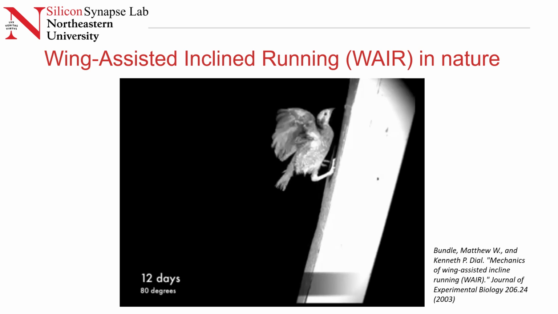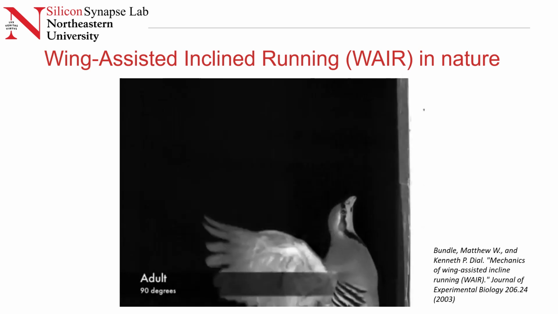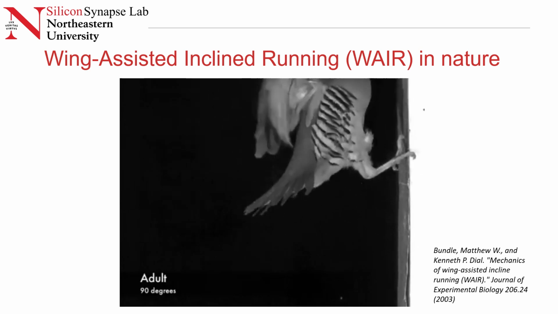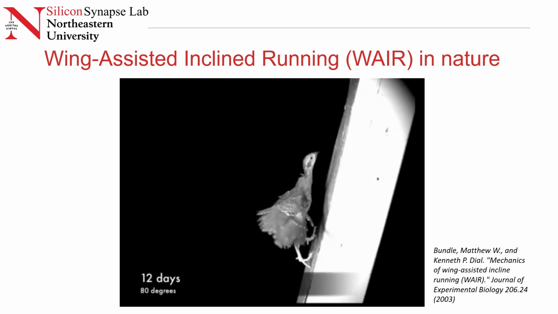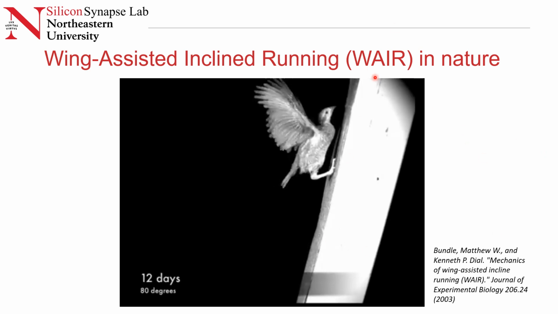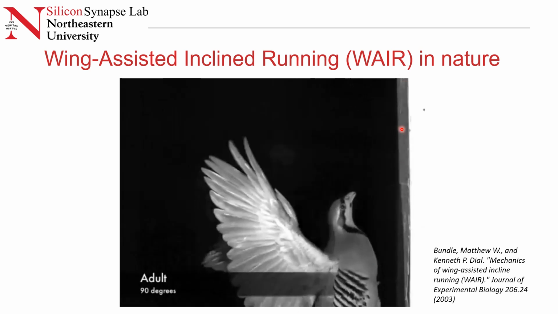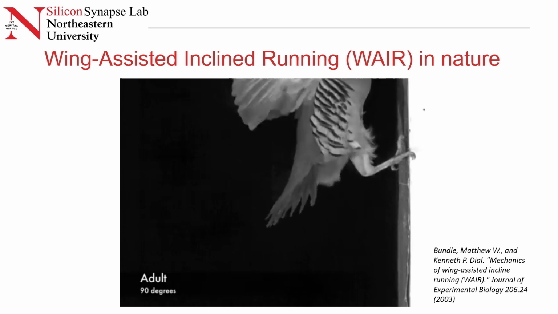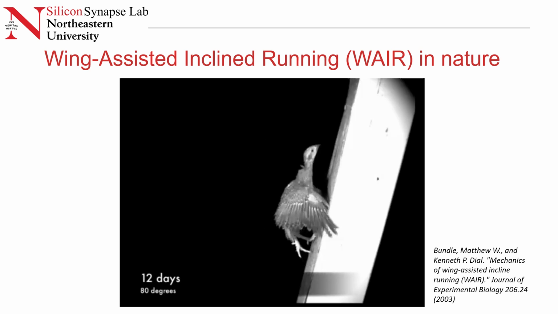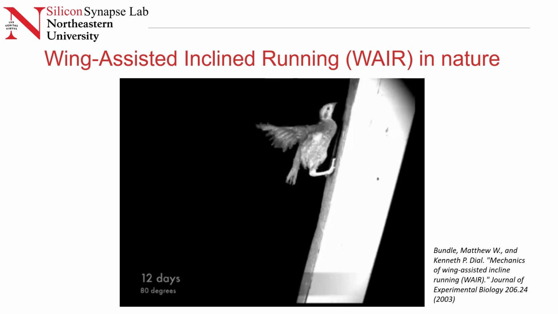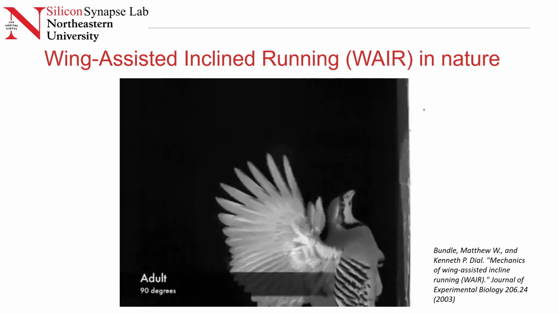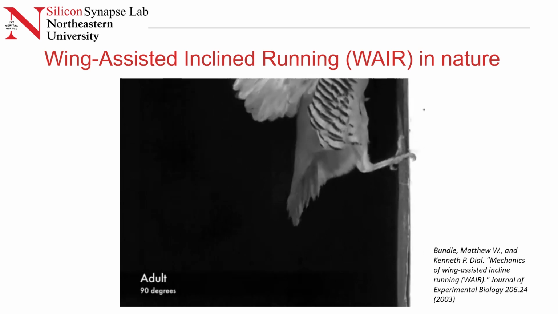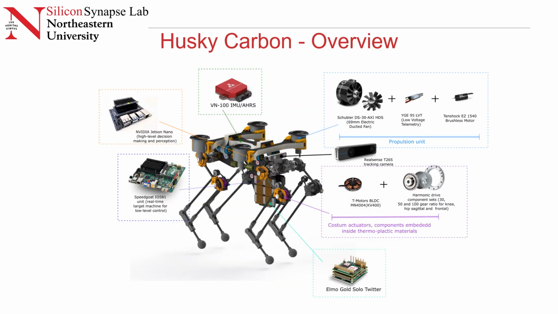This is an example of what we see in nature. We call this wing assisted incline running, or WAIR. We have an example of flightless birds that can almost climb a vertical wall here, using their wings to support them as they try to walk over this incline. In this work, we aim to mimic this behavior using our thruster-assisted walking robot called Husky, which will be explained in the next slide.